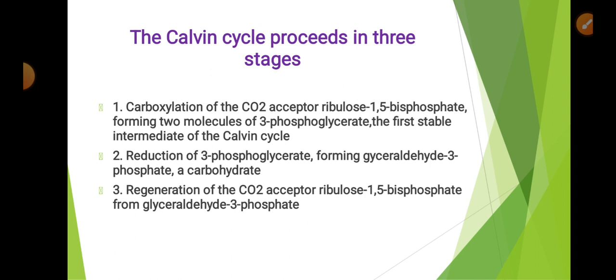In carboxylation, the CO2 acceptor ribulose 1,5-bisphosphate forms two molecules of 3-phosphoglycerate, the first stable intermediate of the Calvin cycle. In the reduction reaction, 3-phosphoglycerate is reduced, forming glyceraldehyde 3-phosphate, a carbohydrate. In regeneration, the carbon dioxide acceptor ribulose 1,5-bisphosphate is regenerated from glyceraldehyde 3-phosphate.